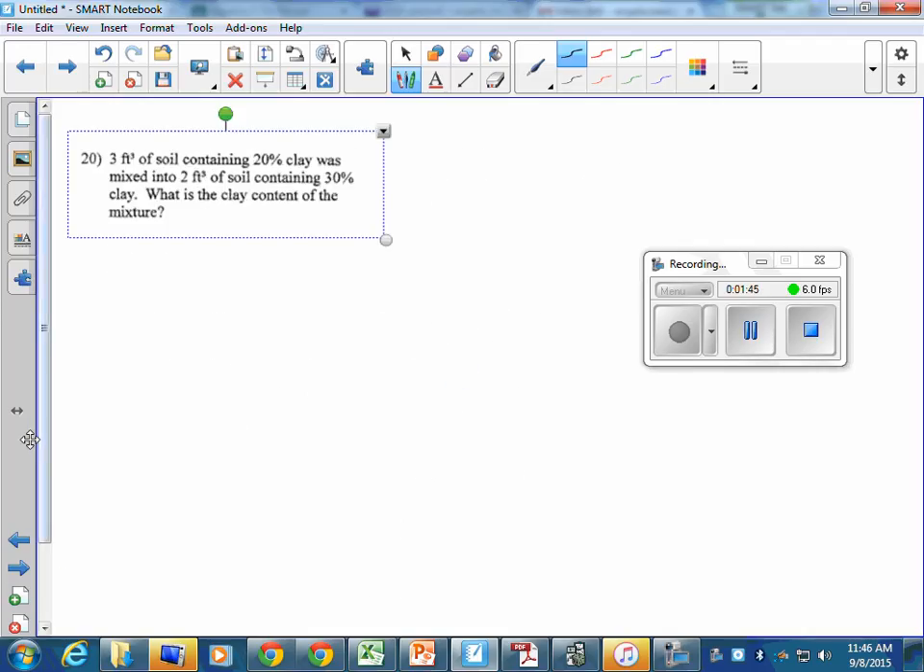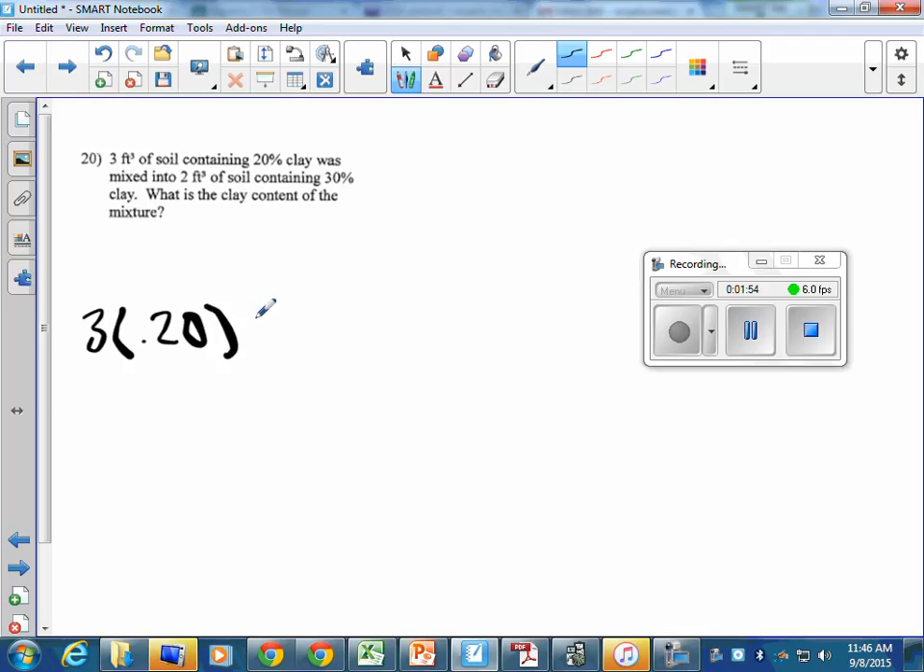All right, number 20. I want to mix 3 cubic feet of soil that is 20% clay. I mix into that 2 cubic feet of soil that's 30% clay, and I want a mixture, and I've got to find out what the clay content is. So that's what is the percent. This is 20% clay, this is 30% clay. When I mix it together, 3 cubic feet and 2 cubic feet make 5 cubic feet. But what's the concentration? What's the mixture? What's the percent?